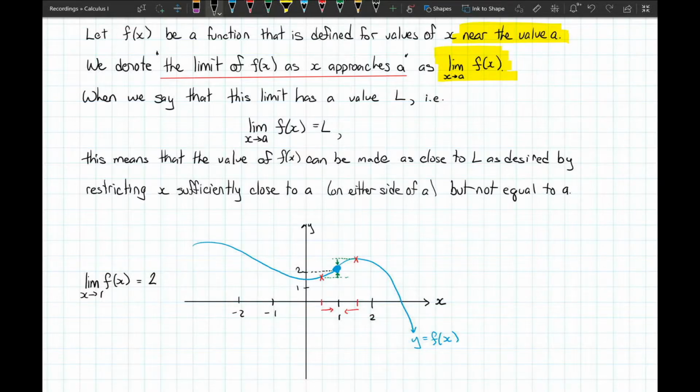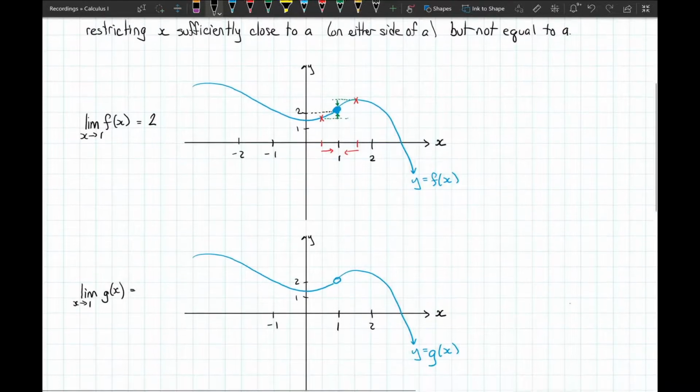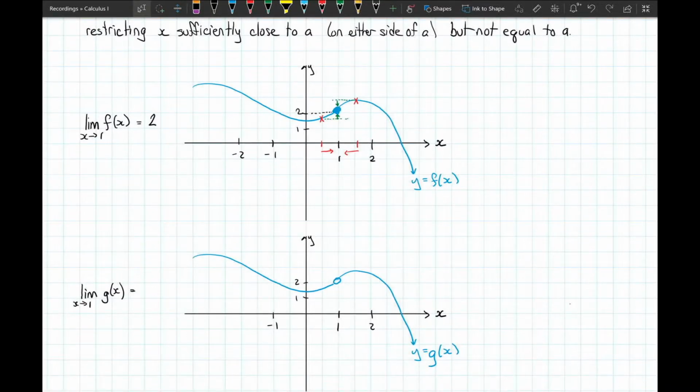Now, I've got a very similar example here with a function g of x, and the only thing I've changed is I've taken that point that was on the graph and I've removed it. So a little note, g of 1 is not in the domain anymore. Now for us, that doesn't stop us from looking at the value of the limit of g of x as x approaches 1, because we can still look at values of x slightly less and slightly more, and all of those are still in the domain of g.